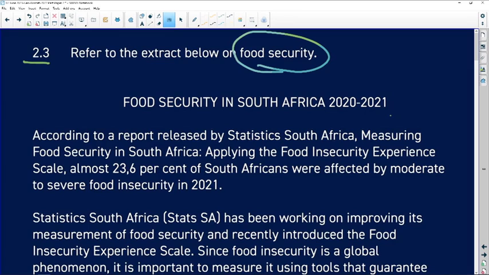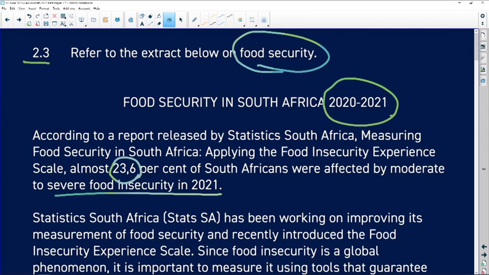Now, it's a real concern. Food security means you have a nutritious meal on a daily basis. Okay, insecurity means that you don't have nutritious meals every day. And people will go hungry. Now, if you quickly have a look at food security in South Africa, just data that's been collected, as you can see, 23.6% of South Africans were affected by severe food insecurity. Now, this is a very interesting statistic.